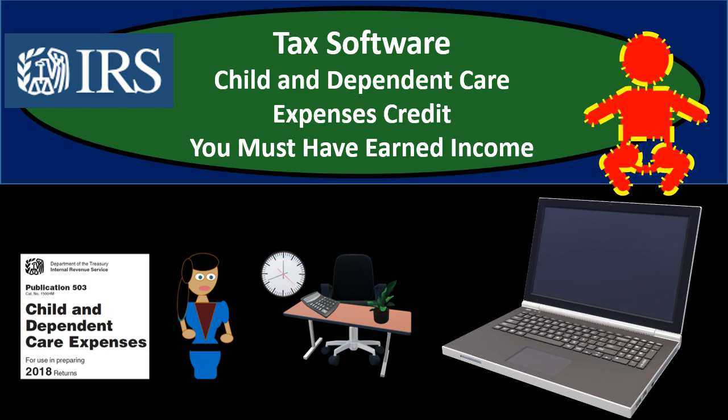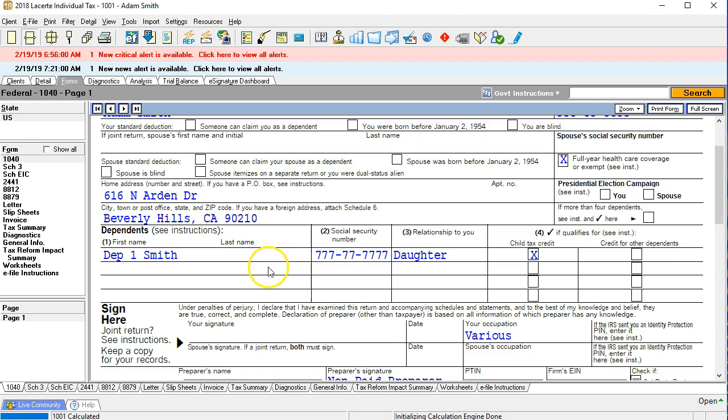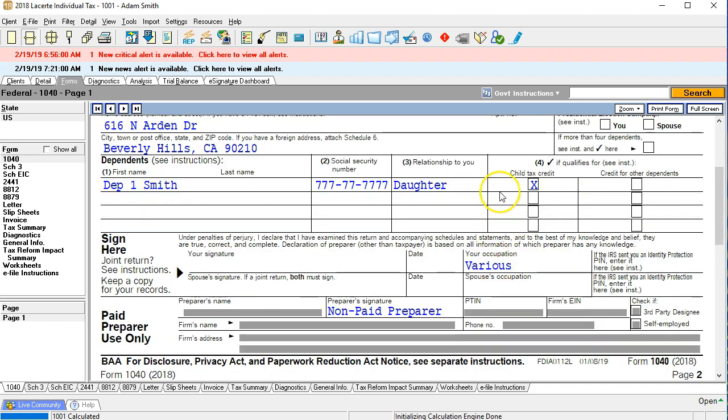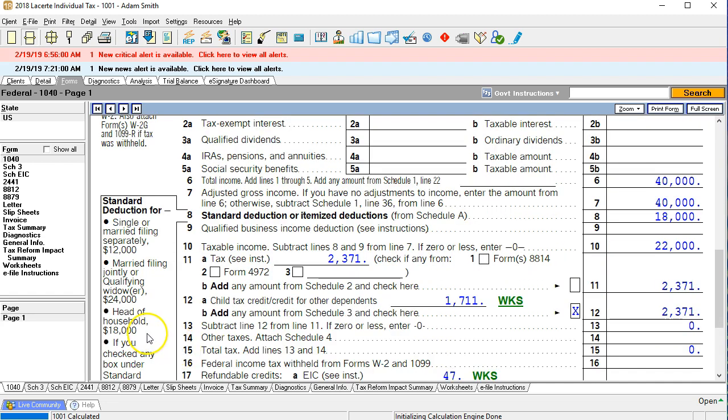In this presentation, we will use tax software to test the rule that you must have earned income in relation to the child and dependent care expenses credit. Here is our test 1040. We have the head of household filing status. We've got the one dependent child the tax credit is qualified for. We're going to say that there is $40,000 of income, and an $18,000 standard deduction because it's head of household status. So that leaves $22,000 of taxable income, and then the tax of $2,371 calculated by the software.